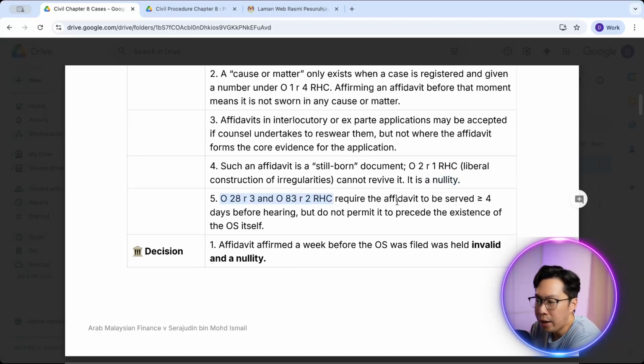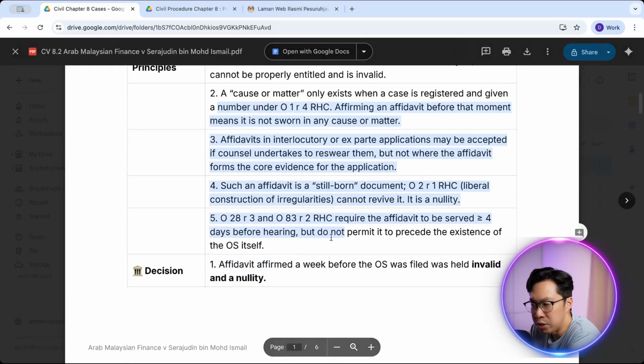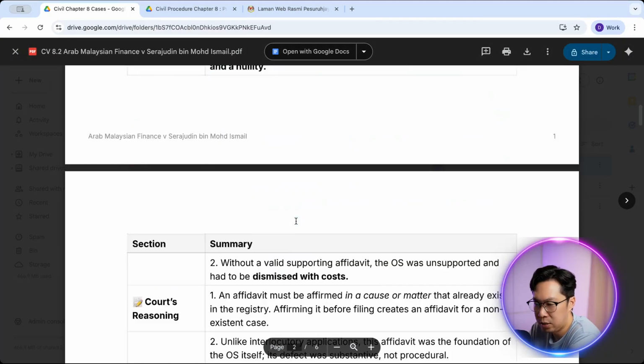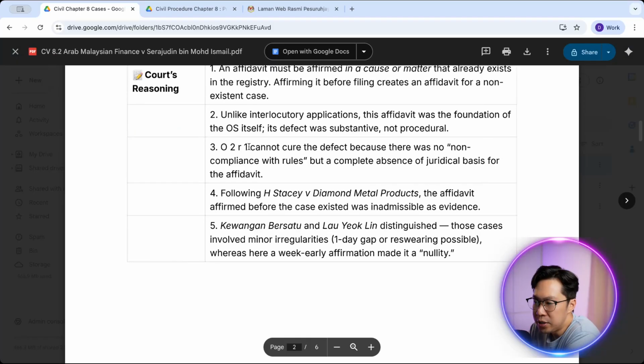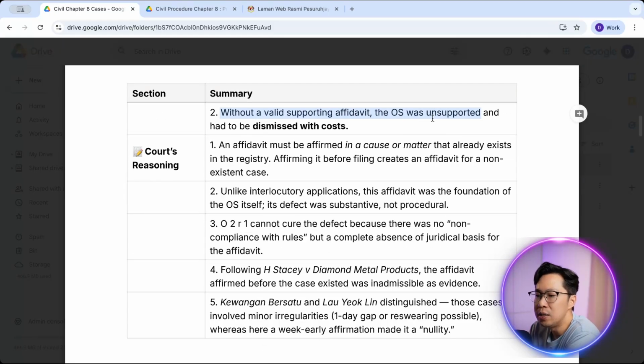All these things are under the old act, which requires the affidavit to be served 4 days before the hearing, but does not permit it to precede the existence of the case. An affidavit affirmed a week before the OS was filed was held invalid and a nullity. So you don't have to go into the key principle so much because it is an old concept, but I want you to know the facts and the reasoning. The decision said, without a valid supporting affidavit, the OS was unsupported and had to be dismissed with costs. So the court will grant ang pao money to the opposite party because you didn't follow the particular procedure. An affidavit must be affirmed in a cause or matter that already exists in the registry. Affirming it before filing creates an affidavit for a non-existent case.